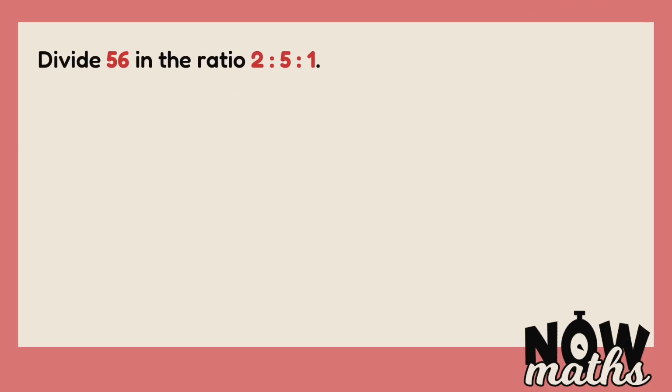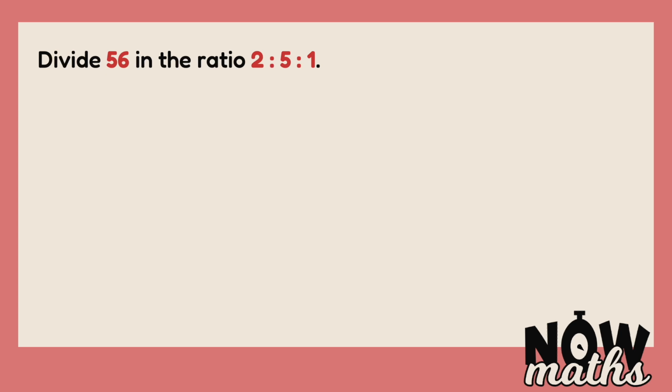Now let's have a look at one final example. So in this question, we're asked to divide 56 in the ratio 2 to 5 to 1. So this question is fairly similar to the previous two, except this time we're asked to divide a number into a ratio. This is the exact same thing as sharing into a ratio. And the ratio, you will notice, has 3 parts rather than 2. We're still going to approach this question in the same way that we have previously.